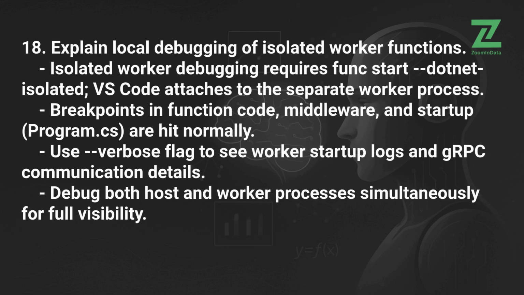18. Explain local debugging of isolated worker functions. Isolated worker debugging requires func start, .NET isolated. VS Code attaches to the separate worker process. Breakpoints in function code, middleware, and startup, Program.cs, are hit normally. Use the verbose flag to see worker startup logs and gRPC communication details. Debug both host and worker processes simultaneously for full visibility.